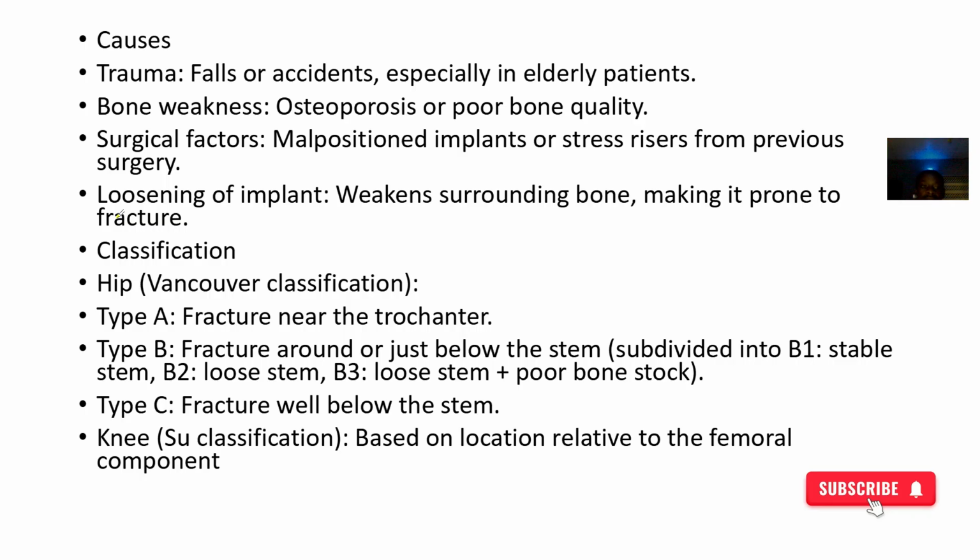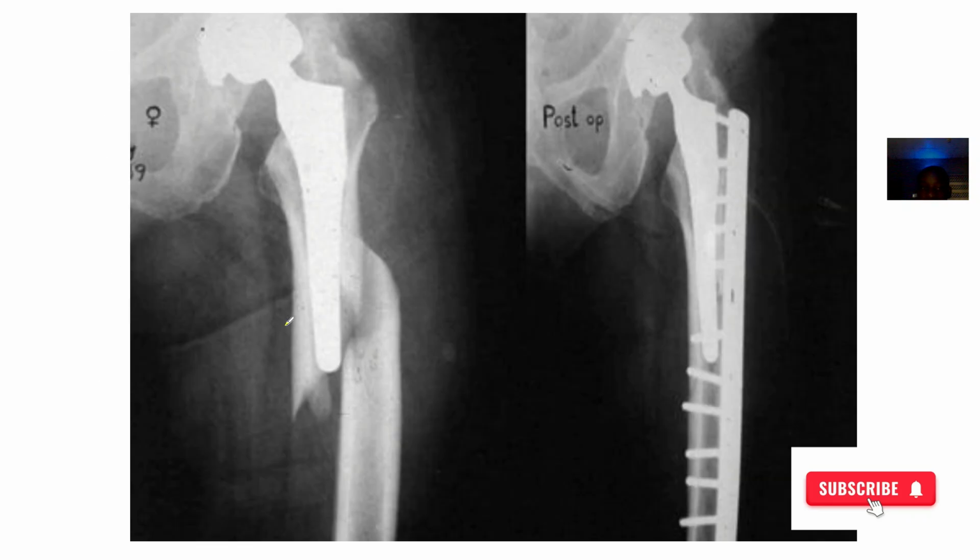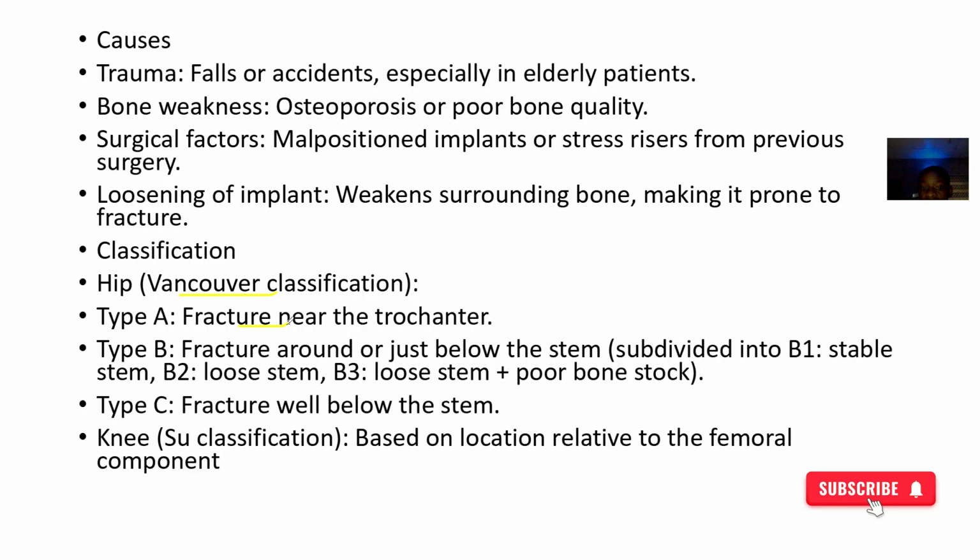So you classify it using what? The Vancouver classification, that's mainly for the hip. So type A is fracture near the trochanter, type B is what? Fracture around or just below the stem. Okay, then we have the B1, B2, B3, depending on the range. Then we also have the Su classification. This is based on the location relative to the femoral component, that's for the knee.